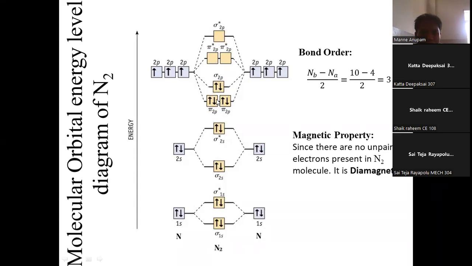See here, all electrons are paired, and there are no unpaired electrons. Very important: there are no unpaired electrons present in the nitrogen molecule. So this is diamagnetic. Diamagnetic means the molecule has no magnetic property. Since there are no unpaired electrons in the nitrogen molecule, it is diamagnetic.